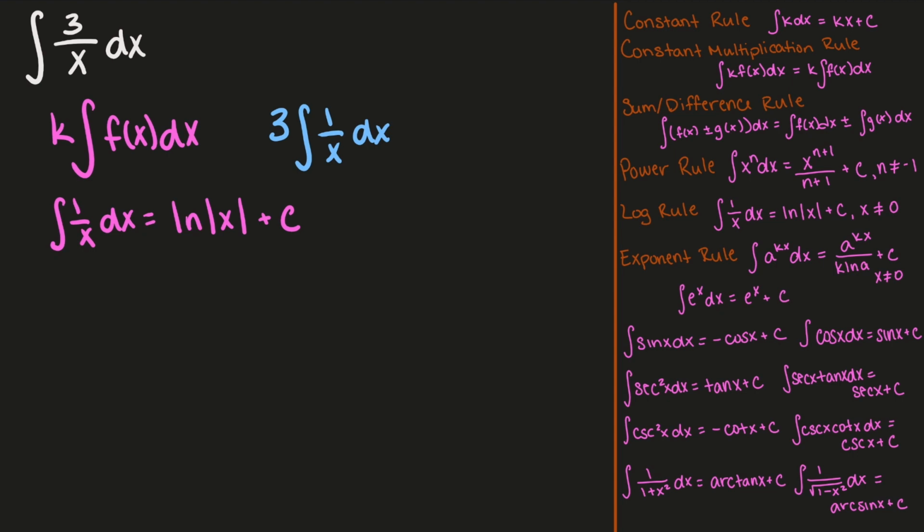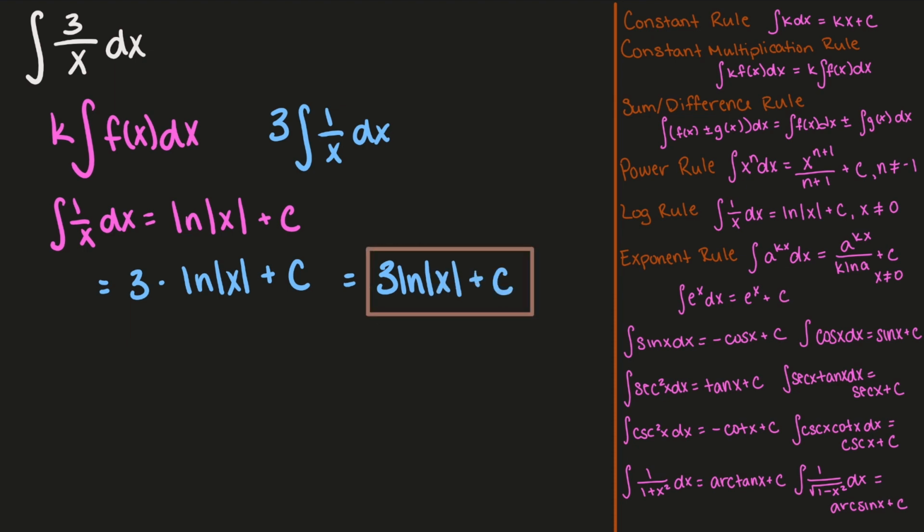So our function will become 3 times the natural log of x plus c, or we can just write that as 3 ln absolute value of x plus c.